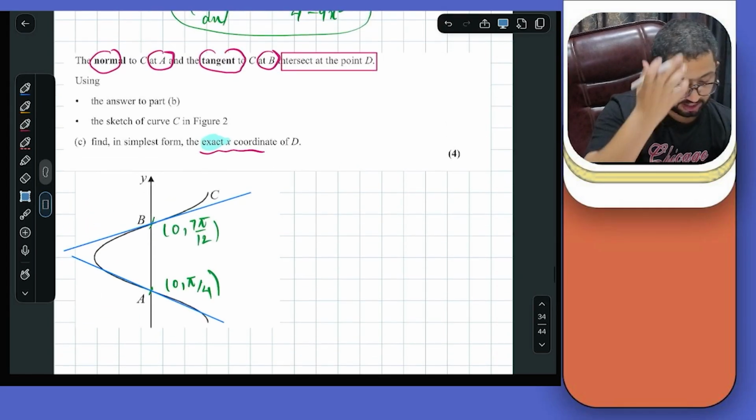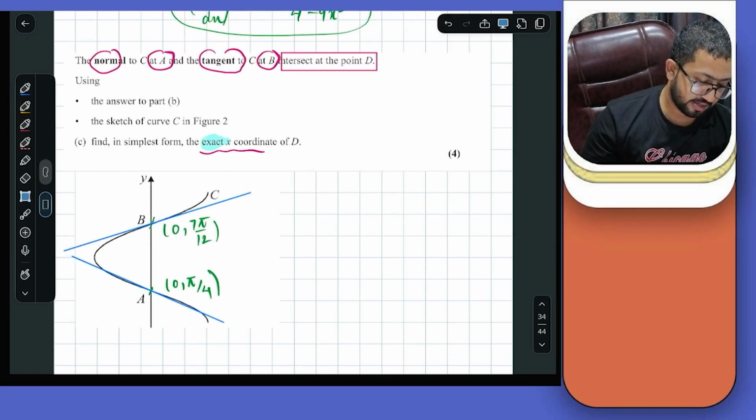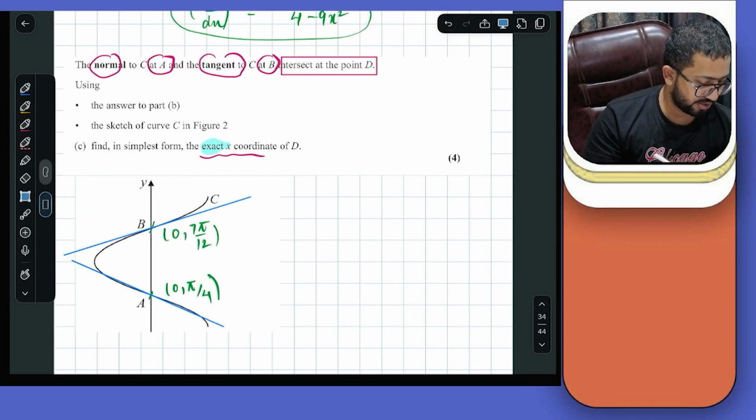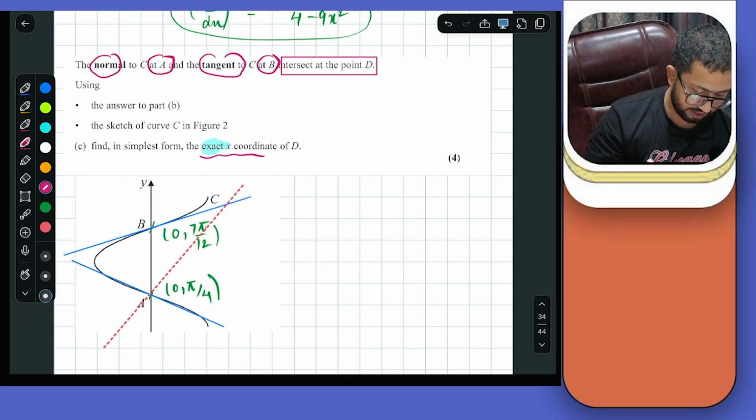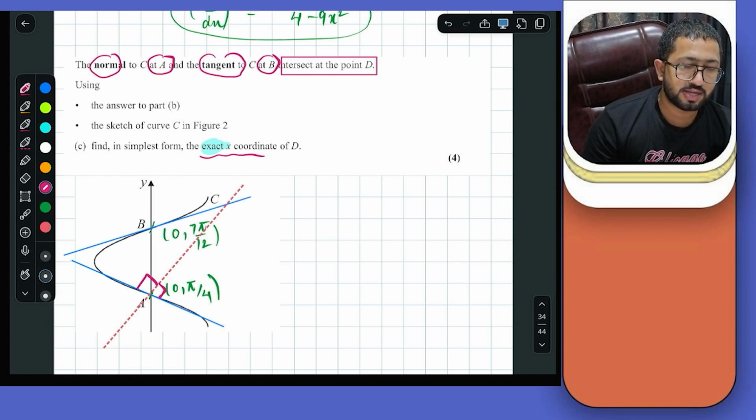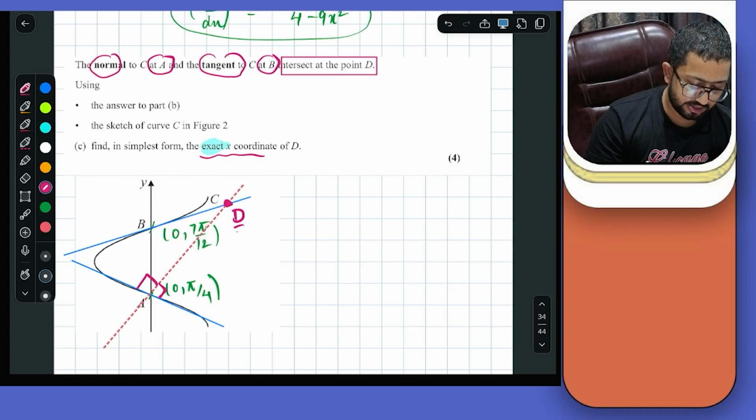So these are two tangents at B and A point, but I want to get the normal line at A point. So what will be the normal line? The normal line is always perpendicular to the tangent line, everyone knows. This is the normal line, which is perpendicular to the tangent line at A point. So where will they meet? I have to find the x coordinate of this point of intersection.